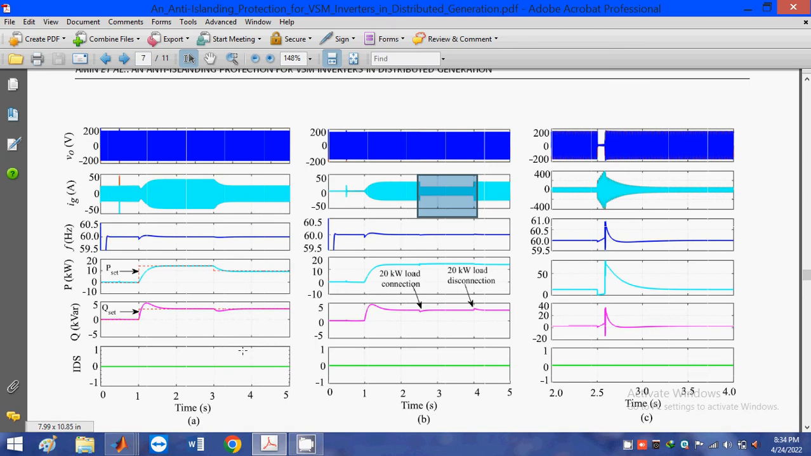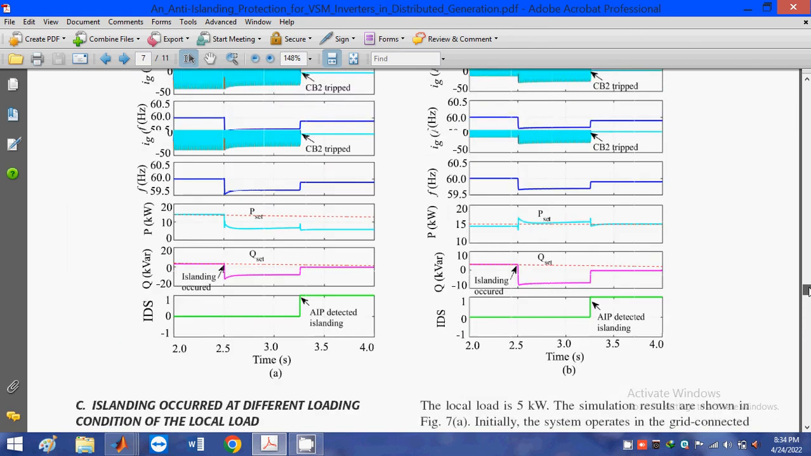Islanding means the main grid needs to be separated from the microgrid. Okay, that is the islanding mode. So in these cases we don't have any detection. AIP cannot detect the islanding case. So in the below cases, the islanding condition will be detected.